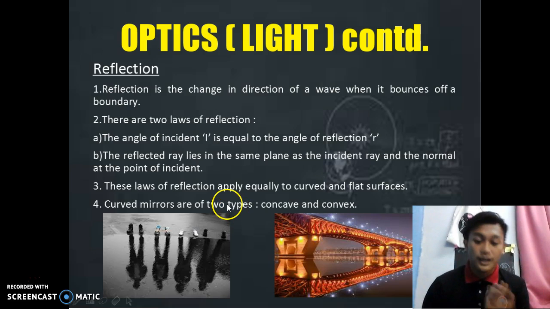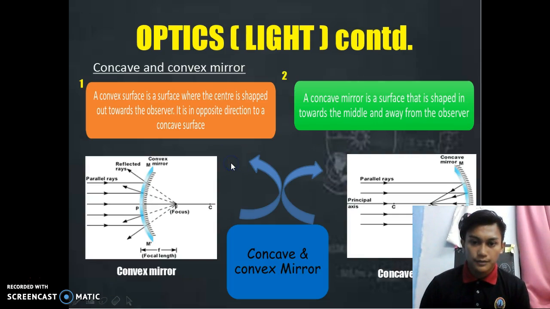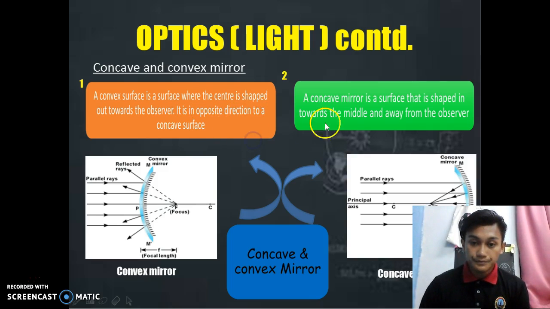Okay, now here we are at the second subtopic. Here is the difference between concave and convex surfaces. A convex surface is a surface where the center is shaped out towards the observer. It is in the opposite direction to a concave surface. A concave mirror is a surface that is shaped in towards the middle and away from the observer.